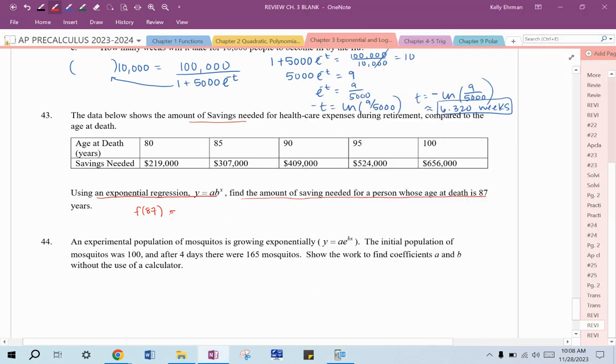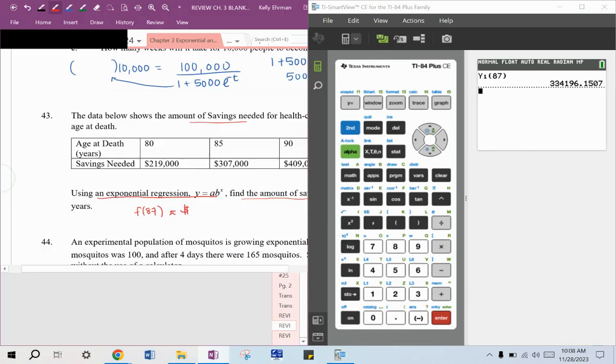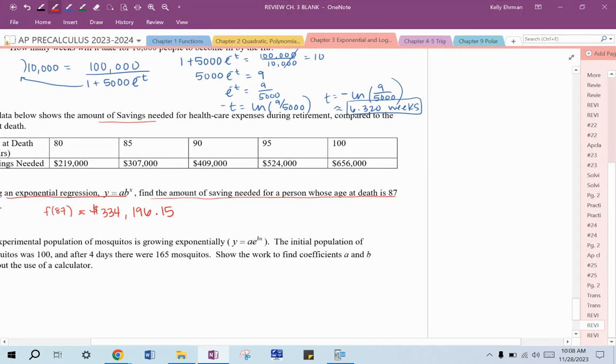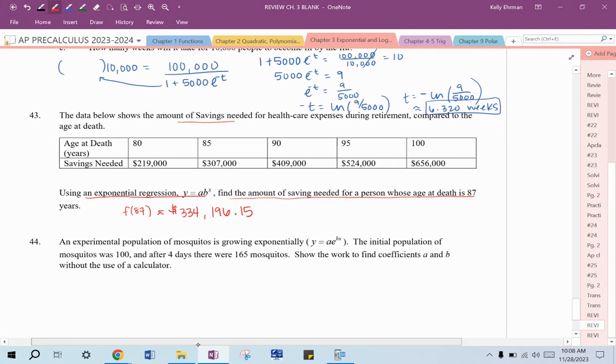It's about equal to, there's split screen here. It's about equal to 334,196.15, because we're talking about money. That's about how much savings the model says a person who lives to 87 would need.